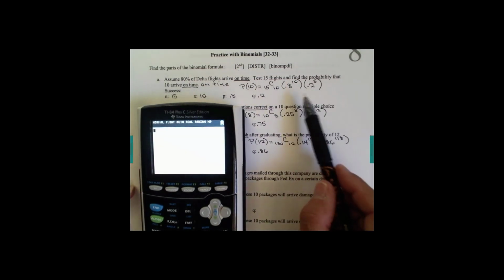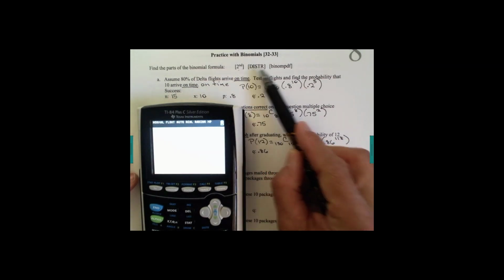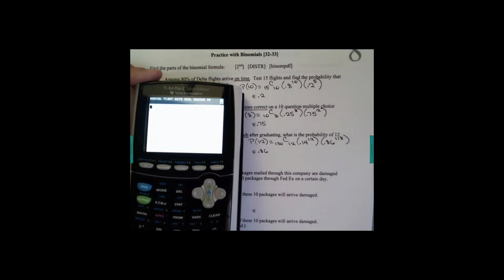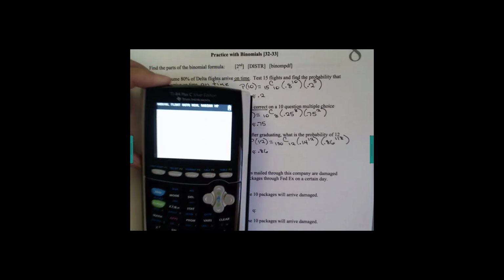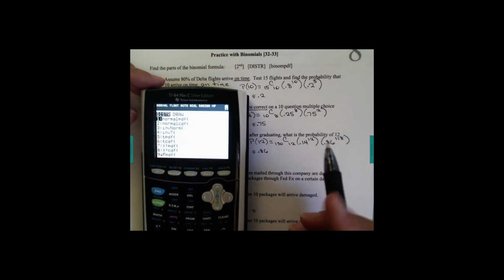Now, I know you can plug these numbers into your calculator and make this formula work. You just have to find the combination and then know how to use it with these different exponents. But I want to show you how to do this with your graphing calculator. First, I've written the instructions for the TI-84 up here. What we need is this blue distribution menu. It's above the variables key. I have to press the second button and then variables to get to the distribution menu.